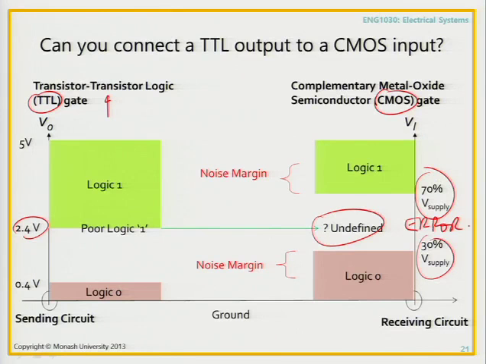Okay, so this is a key example of why you don't use different types of logic gates together, because inevitably you're going to run into issues where they don't match on their logic values.